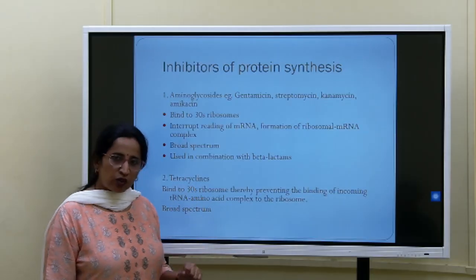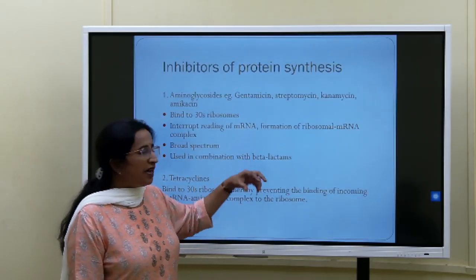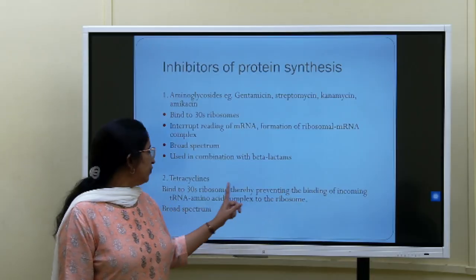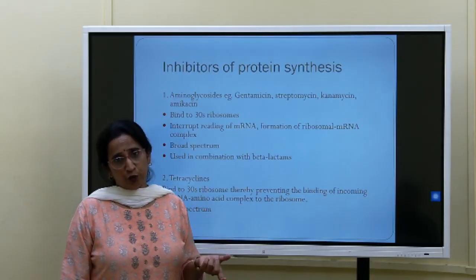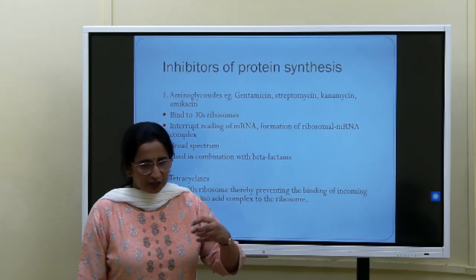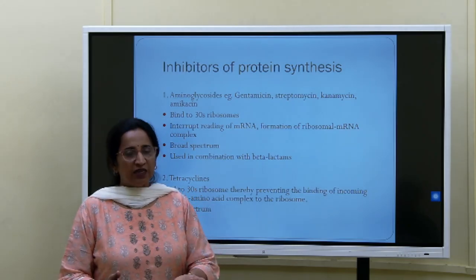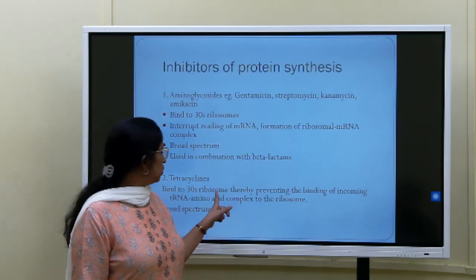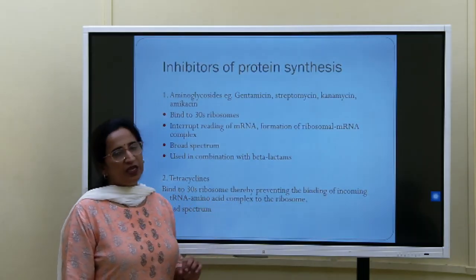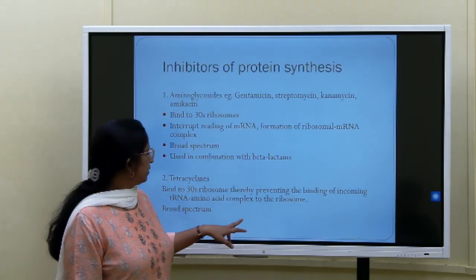They also bind to the 30S ribosomes, but they don't affect the mRNA binding. Instead, they affect the binding of tRNA to the ribosome. Now, during translation, tRNA along with the amino acid comes to the ribosome and does the protein synthesis. So the tRNA binding is prevented by the tetracyclines. Again, they are also broad spectrum antibiotics.